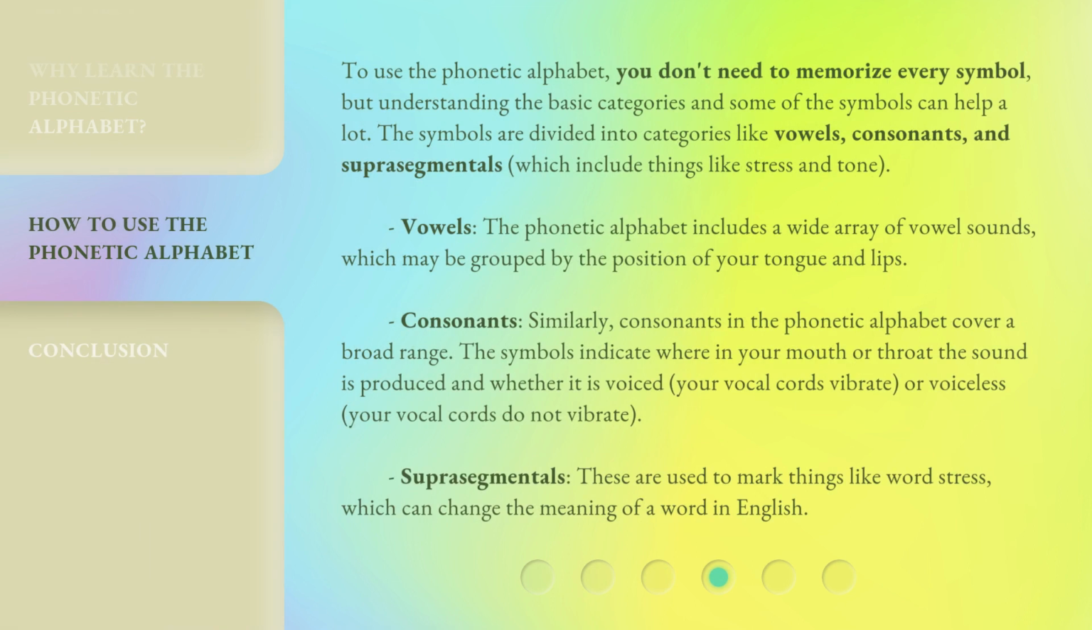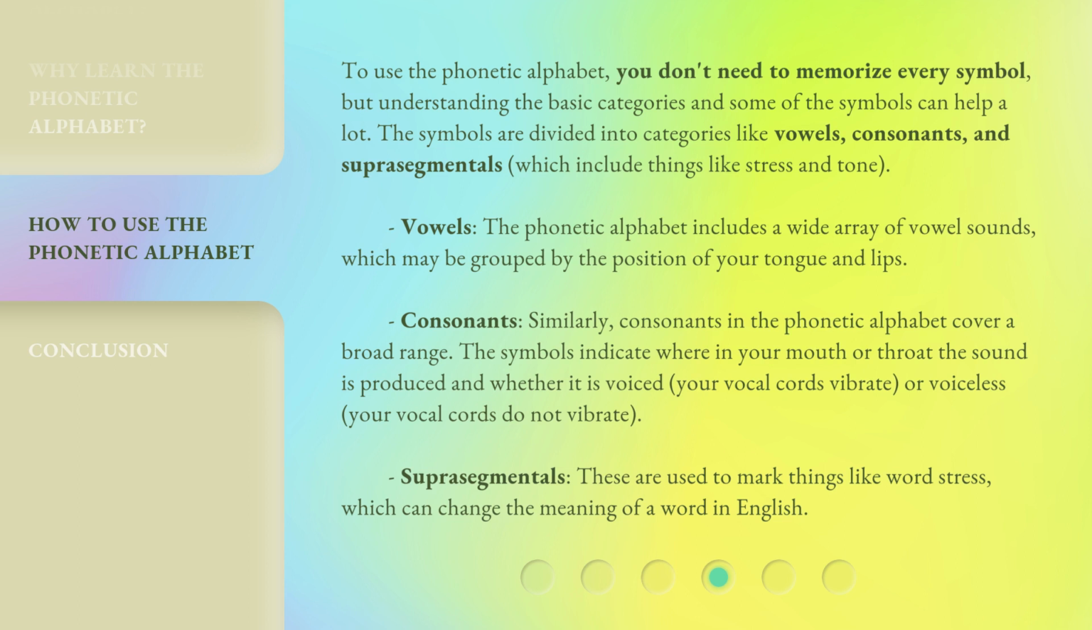To use the phonetic alphabet, you don't need to memorize every symbol, but understanding the basic categories and some of the symbols can help a lot. The symbols are divided into categories like vowels, consonants, and suprasegmentals, which include things like stress and tone.